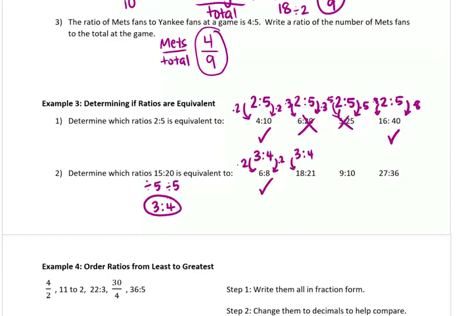I would do 3 times 6 to get 18. 4 times 6 is not 21, so that does not work. For the next one, I would do 3 times 3 to get 9. 4 times 3 would be 12, not 10. And for the last one, 3 times 9 gives me 27. 4 times 9 gives me 36. So once again, the first and last ratios were equal.